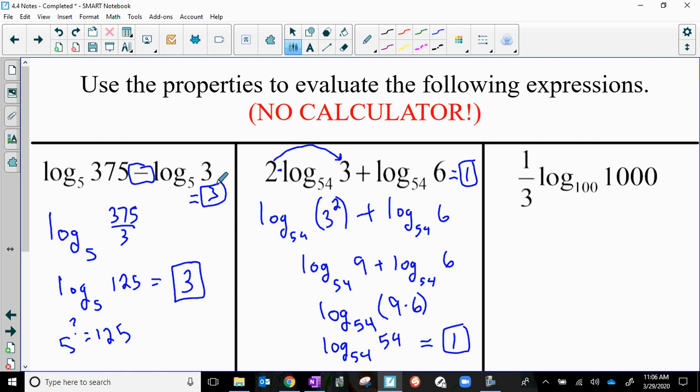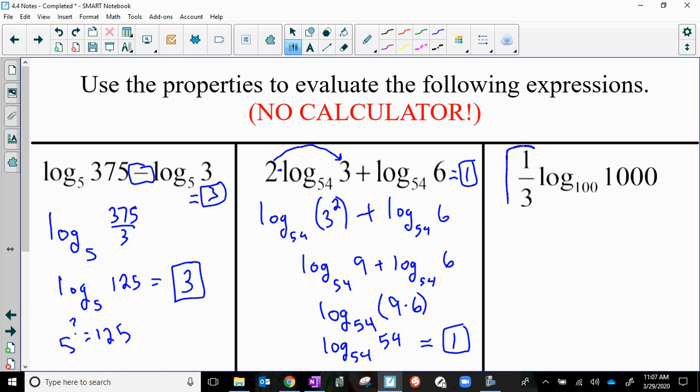All right, so let's go take a look at this one right here. Now, if the base was 10, this would be easy. It would be 3, but it's not. So what we got to do is find a way to evaluate this. So I could, if I wanted to, do 100 to the x equals 1,000 like we did on our worksheet, and I could work that out. And then I could take and divide that answer by 3.